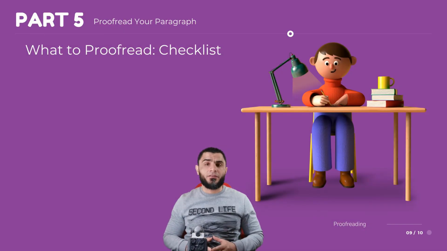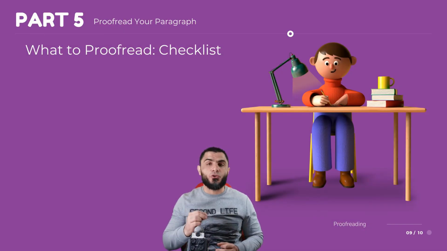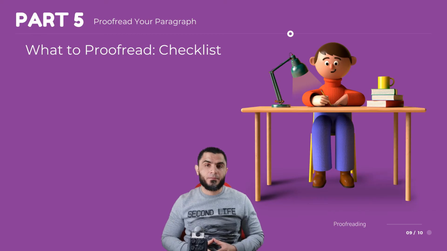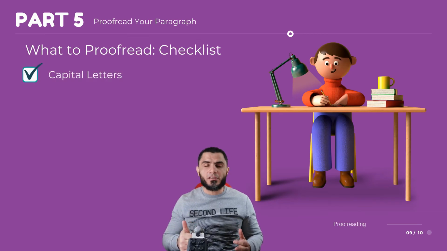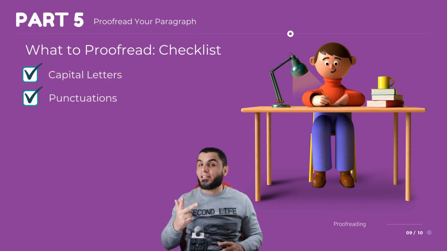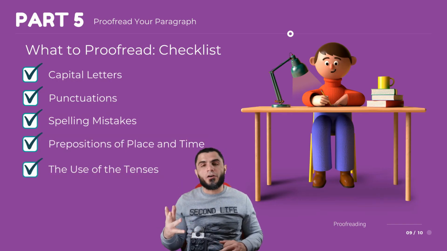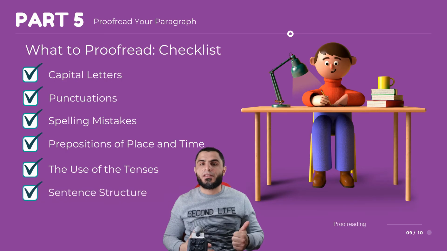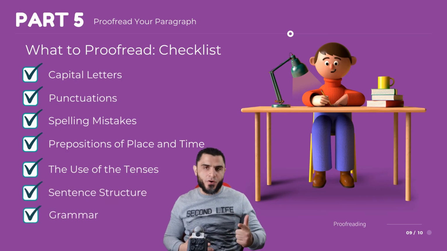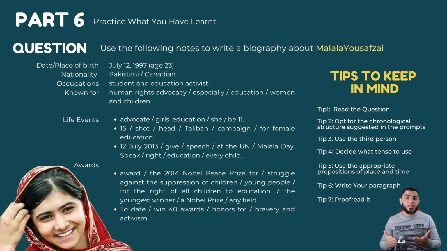After writing your paragraph, it is highly recommended that you proofread what you write. Here is a checklist of the things to proofread. So you need to check the capital letters, the punctuation, the spelling mistakes, the prepositions of place and time, the use of tenses, the structure of the sentences, and grammar. That's all. You see, it's very easy. So why don't you give it a shot?